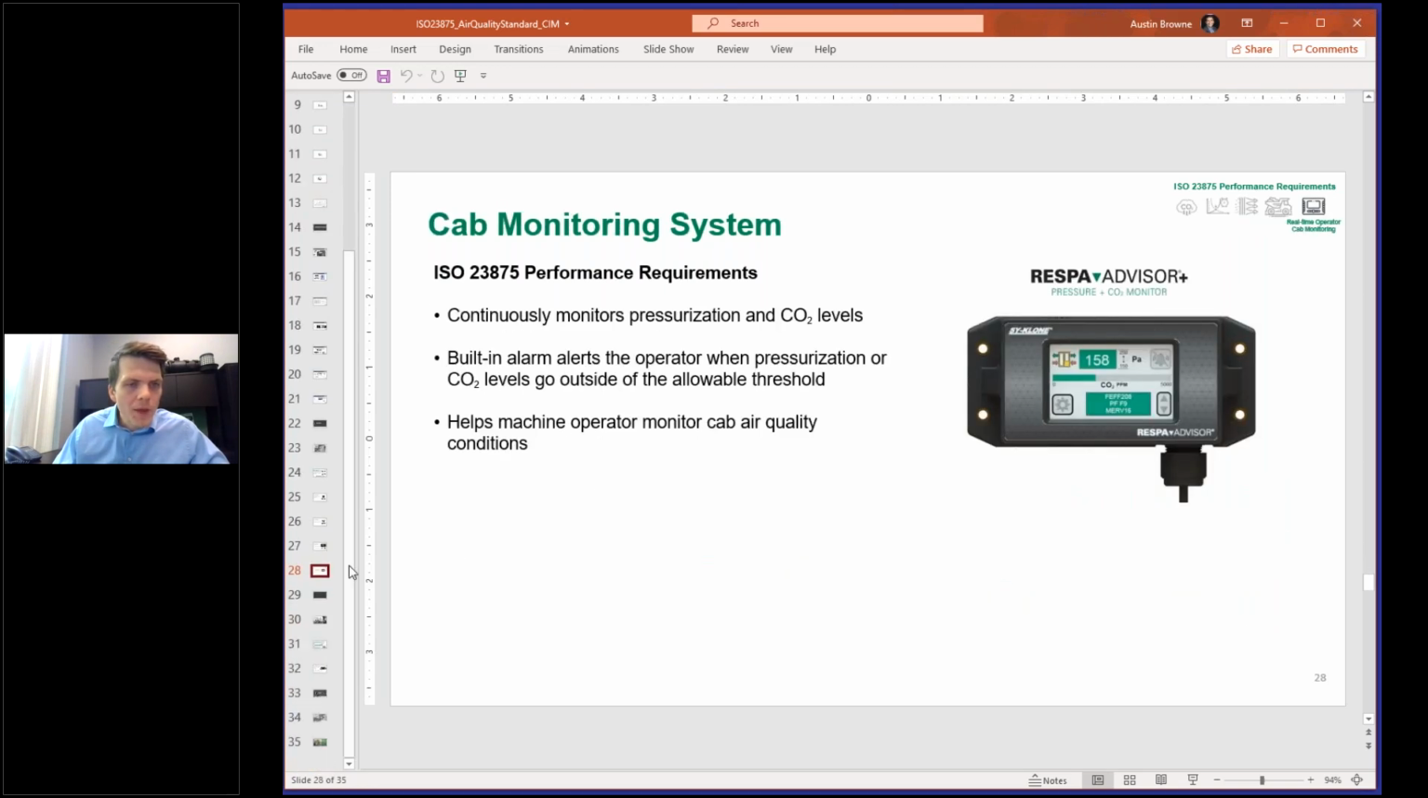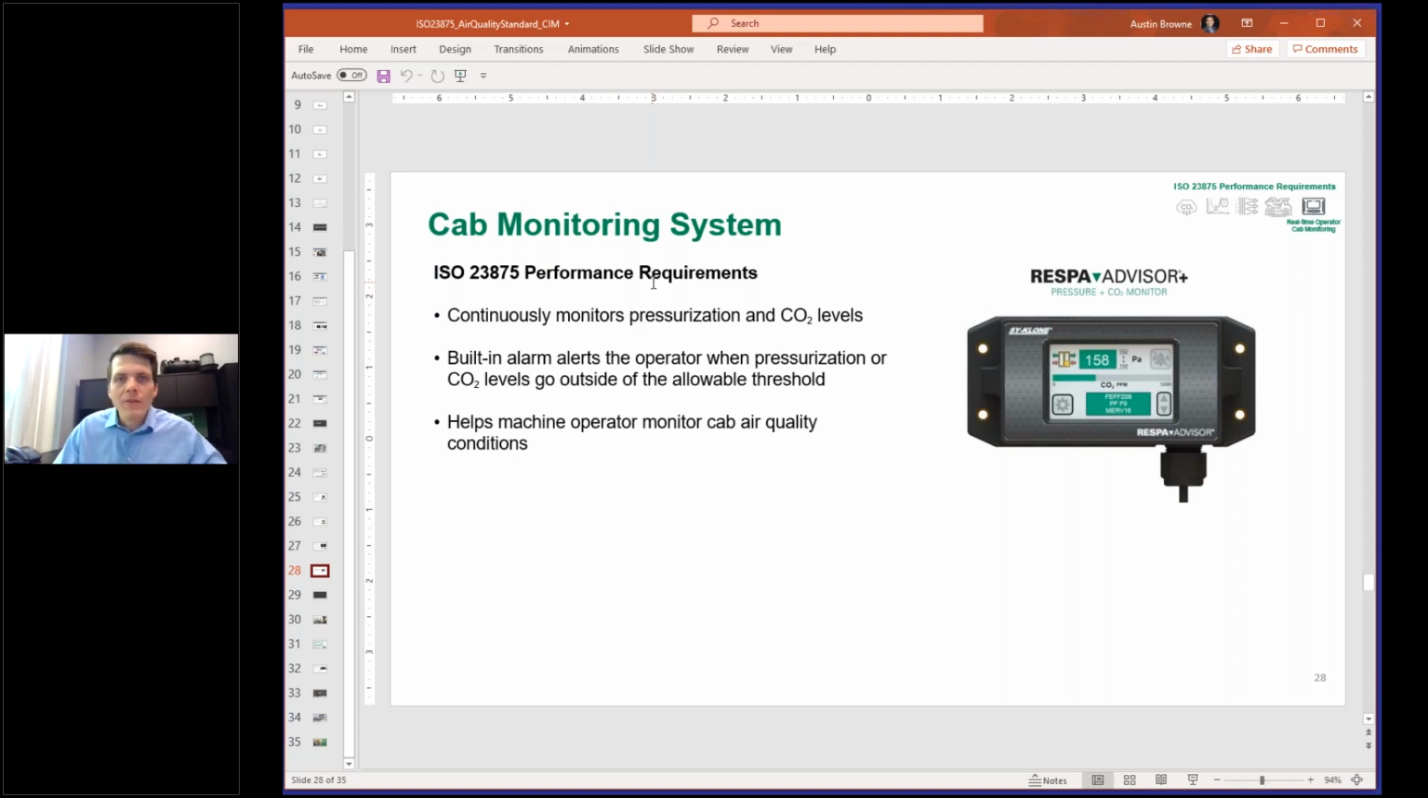The fourth part from an engineering control standpoint that the standard calls out is real-time cab monitoring. As you're evaluating options on this front, it's really important that you look for a monitor that not only assesses pressurization, but also CO2 levels. As you're evaluating a CO2 monitor, it's important that you dig deeper to not only say, okay, it's a CO2 sensor, but also what type of sensor is it?